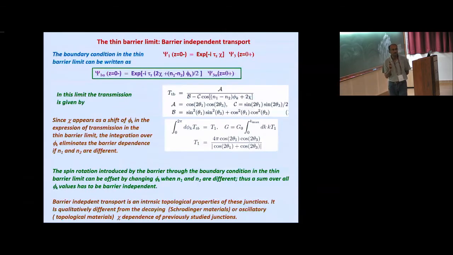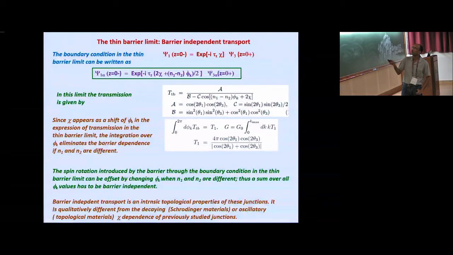Now, first, let me look into the thin barrier limit, where the barrier width is small and the barrier strength is large, so that their product is a constant. In the thin barrier limit, the boundary condition is that psi 1 at z equal to 0 minus is some exponential factor, which has the dimensionless barrier potential, times psi 3. Because I have put d almost close to 0, there is just one boundary condition, and that comes as a discontinuity in the phase of the wave function across the boundary. That's a typical thing for most of these Dirac and Weyl semi-metals.